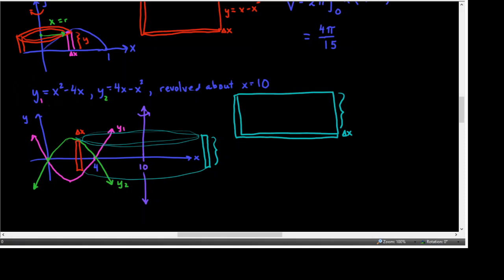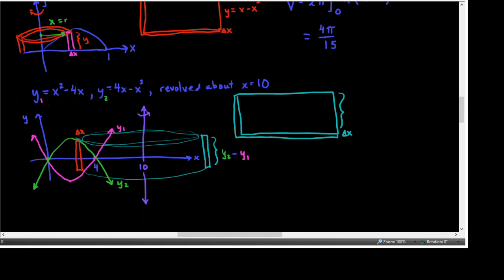So remember what we do here is when we have two functions, to get the distance between them, we take the top one minus the bottom one. Oops, I probably should have written that in terms of what we called them. Hold on, sorry. So which one's on top? That's y2. That's what I meant to write. Minus, which one's on bottom? Right, y1.